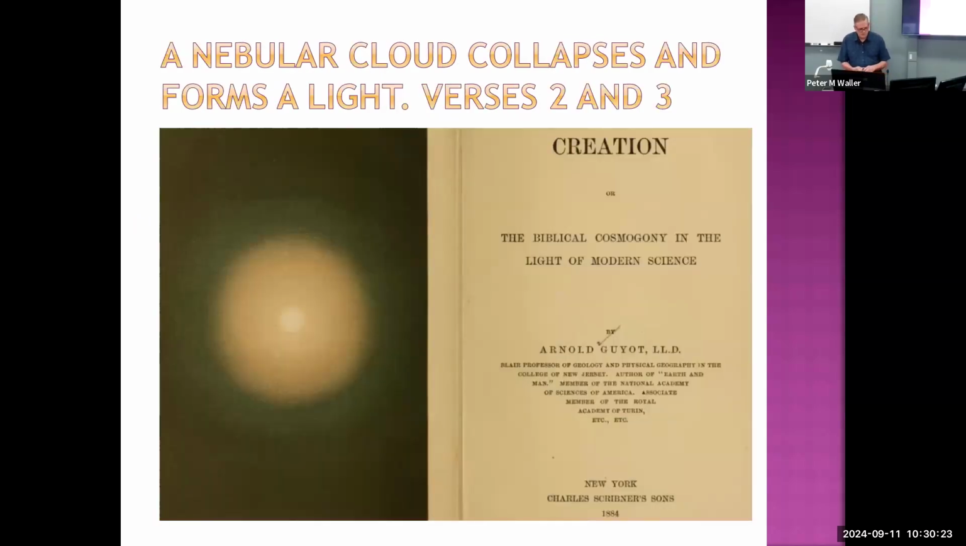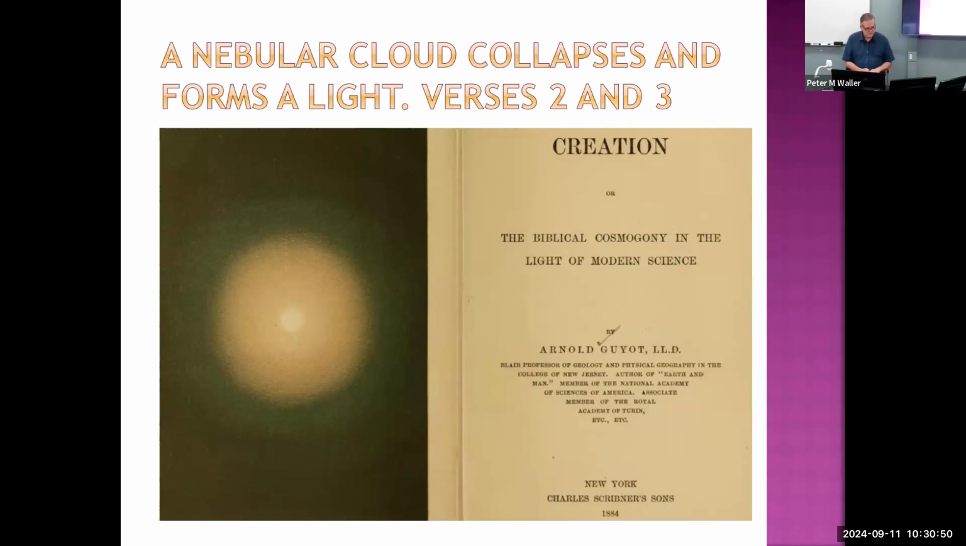So for example, Arnold Guyot, National Geographic still gives the Arnold Guyot Prize every year. So he was a very famous scientist. There's a building named after him at Princeton and so on. But he wrote a book about his interpretation of Genesis 1 in 1884. And in the frontispiece, he included a drawing of a nebular cloud contracting and forming a light at the center.